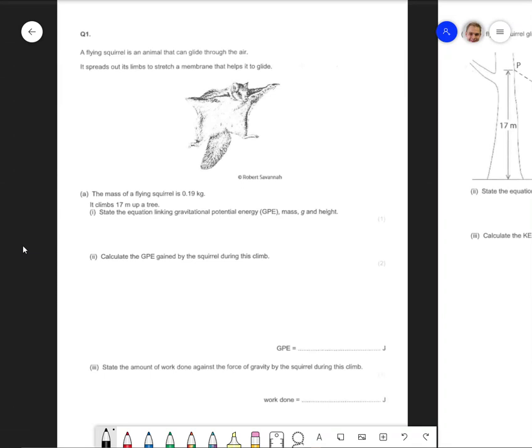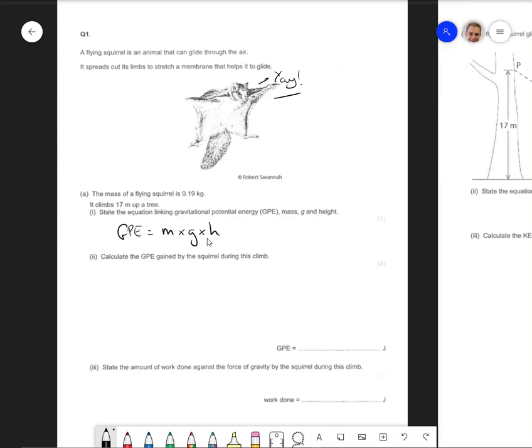So first one, we've got a lovely flying squirrel. He's very, very happy. We've got a mass, and it's got a height. What's the equation linking GPE, mass, g, and height? That's a recall mark. So it's GPE equals mass times gravitational field strength times the height.